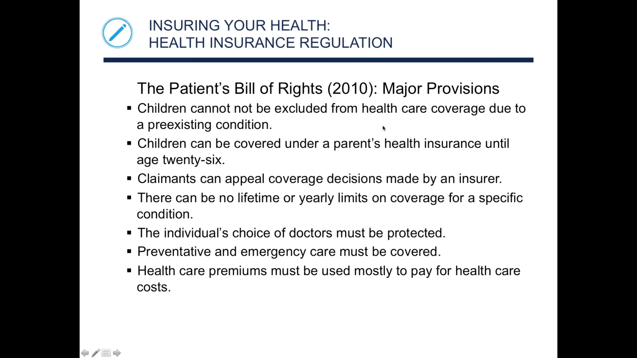The Patient's Bill of Rights of 2010 has some major provisions. Children cannot be excluded from healthcare coverage due to a pre-existing condition, so they can't discriminate. A health insurance company that has to work with, for example, a child who has insulin-dependent diabetes is going to have to pay out more. And as an insurance company, they don't want that. They want to take money, but they don't want to pay out. So right now they can't discriminate on pre-existing conditions, which they used to do before. Who knows if that's the case now? Only time will tell. Children can be covered under a parent's health insurance until the age of 26.